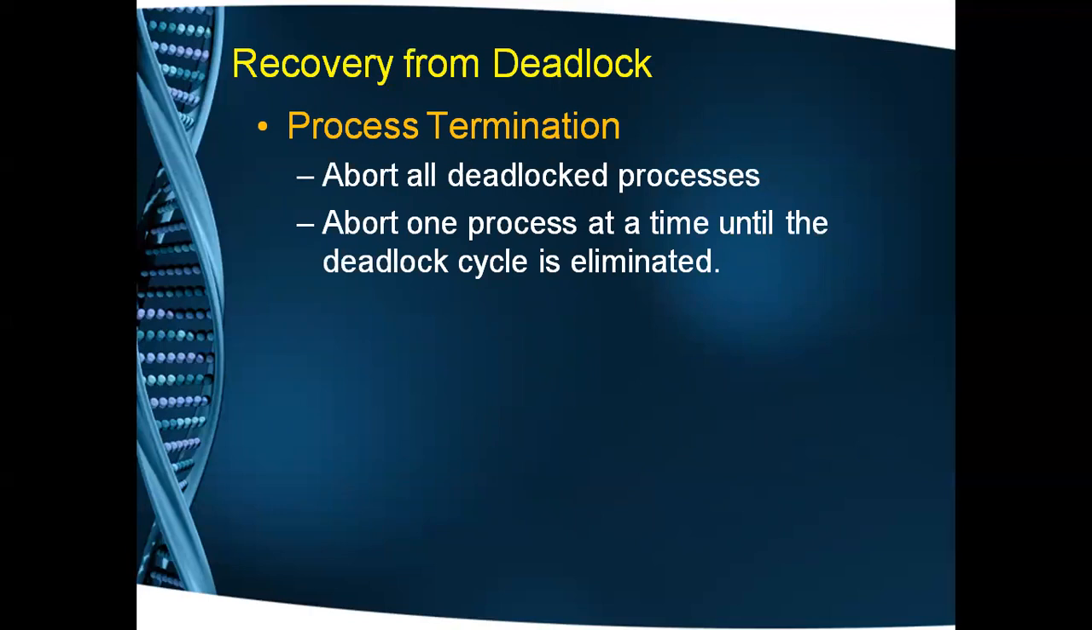Totally we have 10 processes. Among that, 5 are deadlocked. So we have to abort all 5 deadlocked processes. That is the first option. The second option is we don't want to abort all deadlocked processes; we abort one by one. So terminate one deadlocked process at a time, and again check whether the system is in a deadlocked state. If so, again terminate one more process. Like that, one by one we have to terminate. This is called the process termination technique.